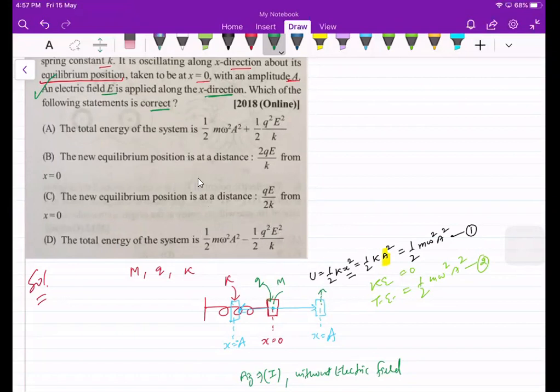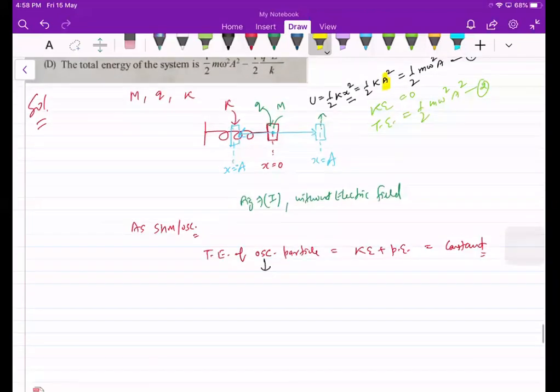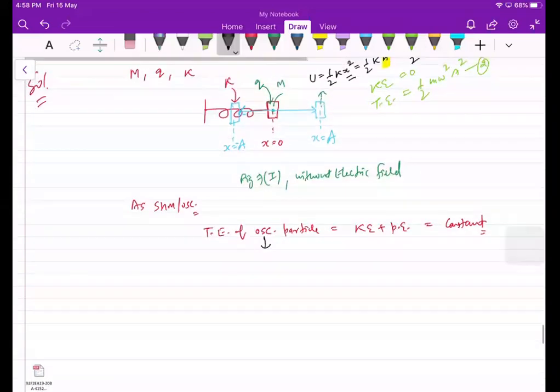Now the second point in the problem is we also have to decide the new equilibrium position. So we start this question now. We focus on the new equilibrium position and we have to focus on the total energy of the system. So you can check, I make another diagram. In that diagram, we know this system is oscillating up to x maximum A.